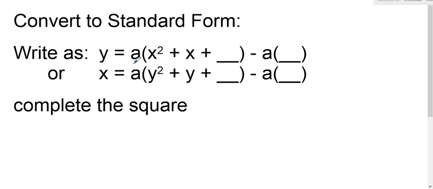If either the x squared or y squared is missing, that's the variable we solve for. So we will need to factor out the a if there's a number in front of the squared term, and then complete the square as usual. The slight change is that we're not going to put it on the other side. We're just going to put it with a negative a and fill in the blanks the same way. So whatever goes in this blank will also go in the other blank when we complete the square.